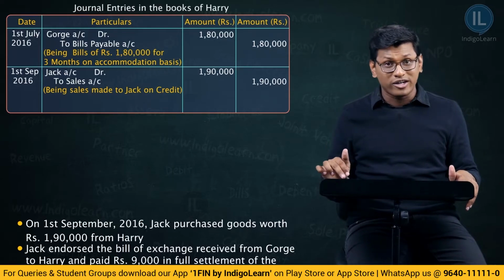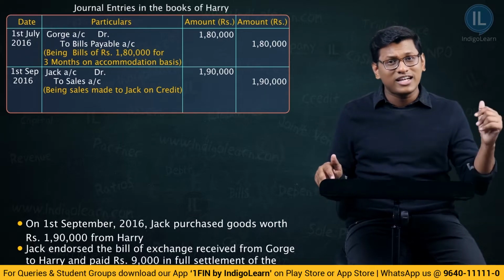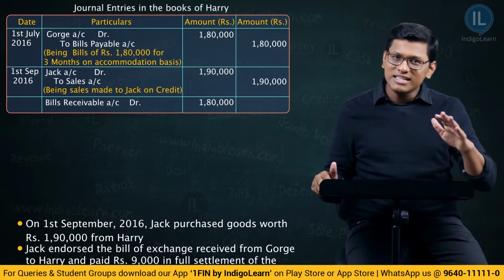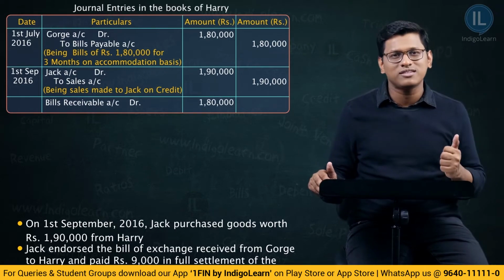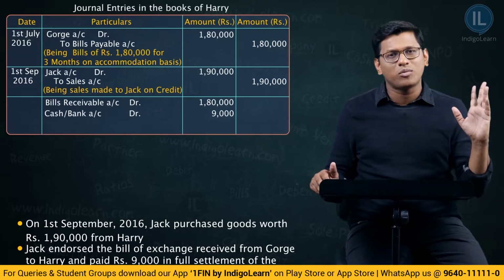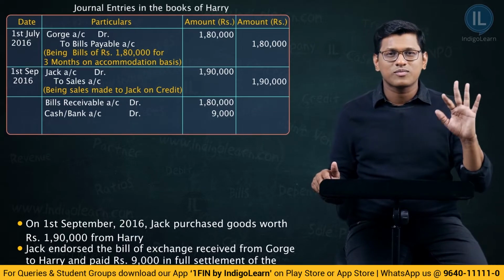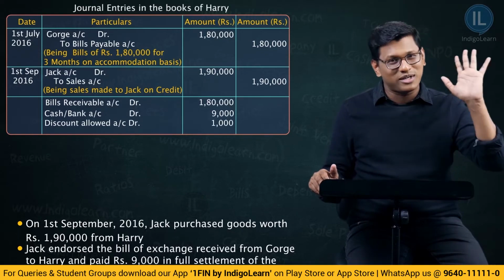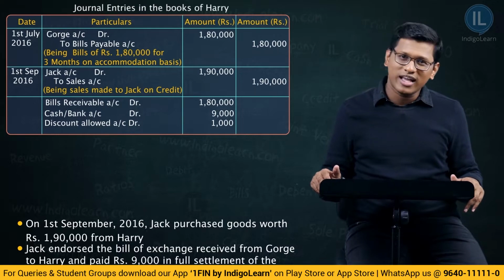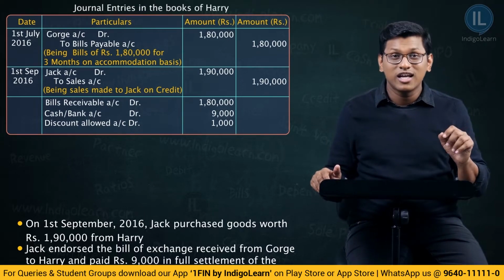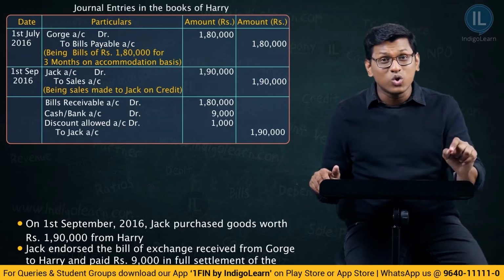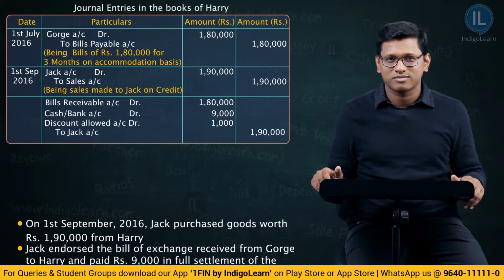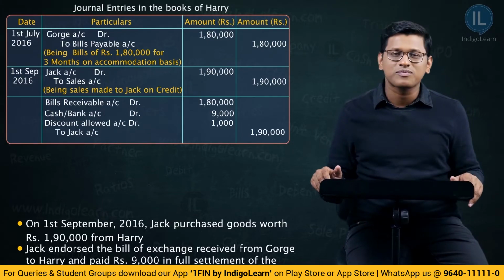From Harry's point of view, how much amount did Harry receive? Write down. Bills receivable account debited 1,80,000. Cash or bank account debited 9,000. Discount allowed account debited 1,000, to whom? To Jack, 1,90,000. Okay? Please write down the narration.